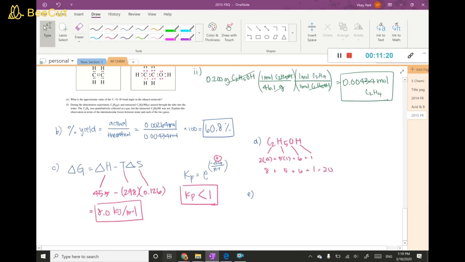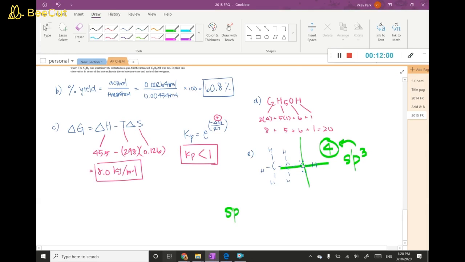All right, E. E says, what is the approximate value of the C-O-H bond angle in the ethanol molecule? So basically, it's supposed to look like this, right? H, H, H, H, H. And then I have 2 lone pairs, right? So how many directions is this oxygen being expanded? 1, 2, 3, 4. Because it's 4 directions, right? It's what VSEPR? It's SP3, right? Because it's 1 plus 3 equals 4 directions, right?